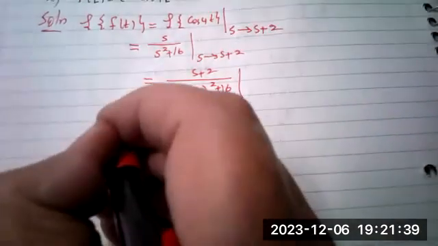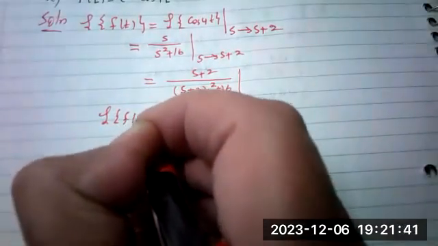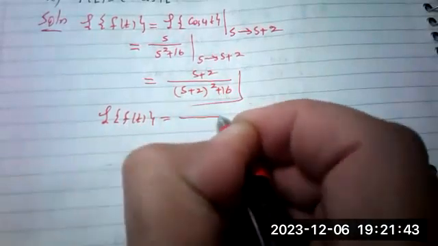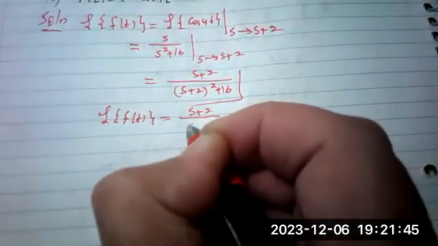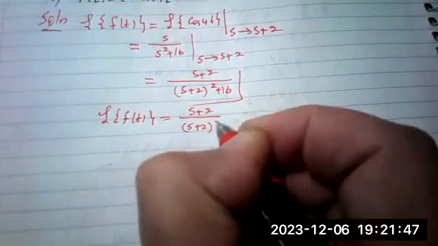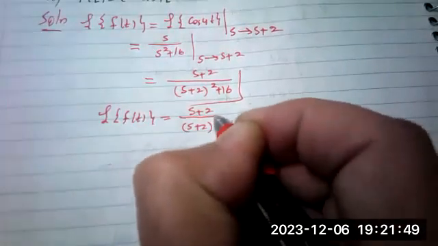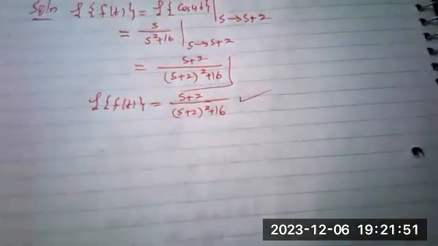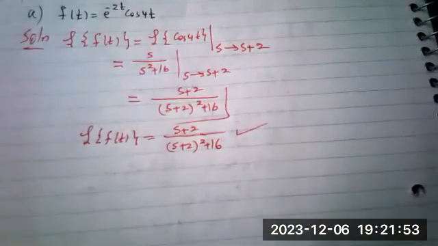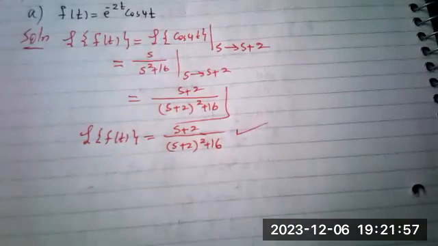So the Laplace of f of t is going to be s plus 2 over s plus 2 squared plus 16. Done. That's case 1, using the translation theorem, the first translation theorem, remember? Any question?